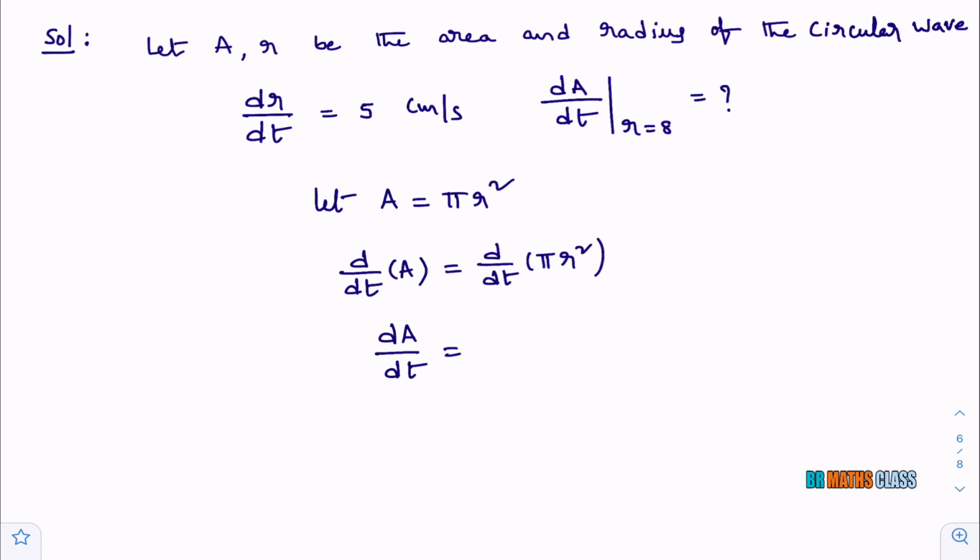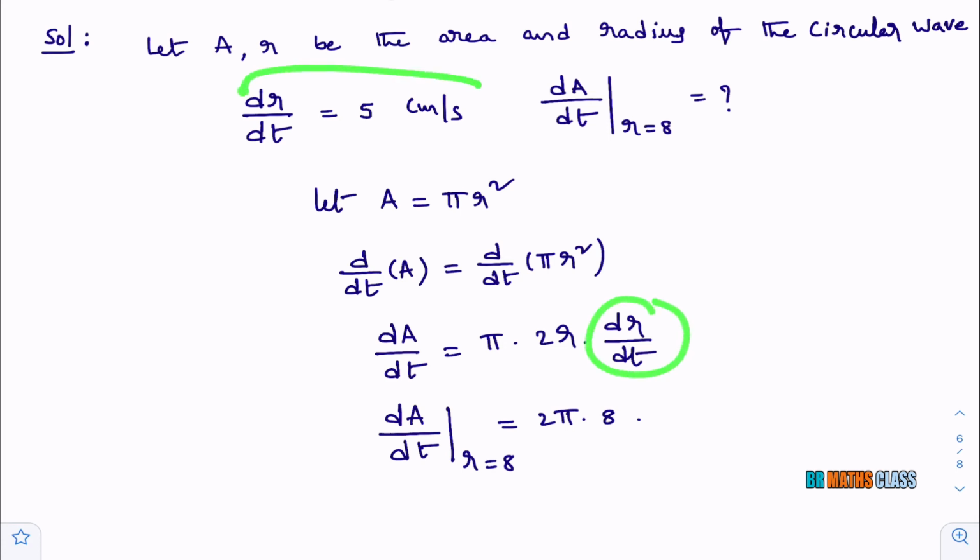dA by dt equals, here pi is constant, you take it outside, pi into derivative of r square with respect to t. Derivative of r square is 2r. As I am differentiating with respect to t, and this function is in terms of r, I'll write here dr by dt. Now what do I need to calculate? dA by dt at r equal to 8. So wherever r is there, I'll write 8, 2 into 8 into dr by dt.